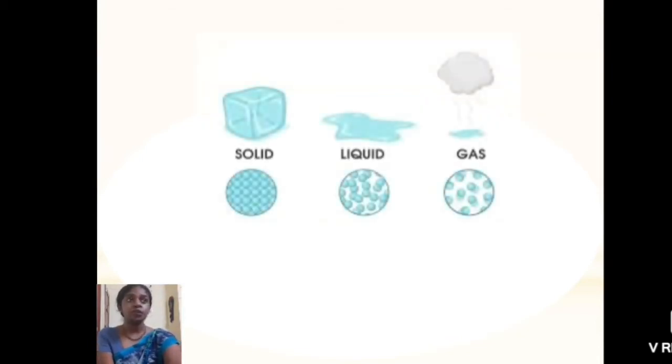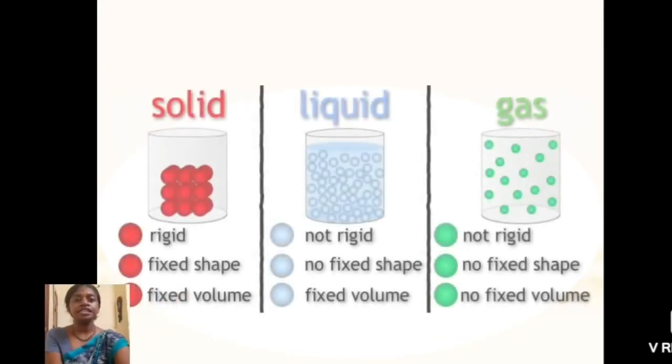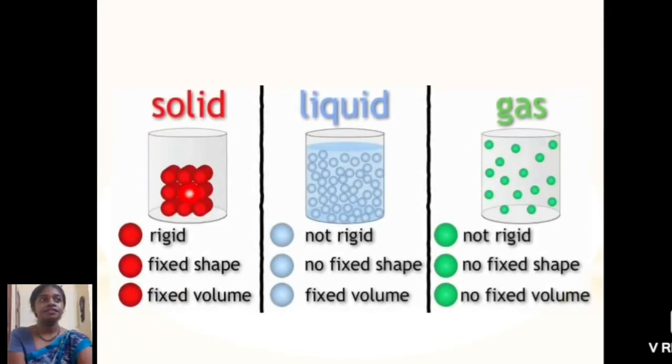So let's have a quick recap about the characteristics of solid, liquid and gas. The solid is rigid, whereas the liquid is not rigid and the gas is also not rigid. The solids have a fixed shape and fixed volume. And for liquid, the characteristic is it does not have a fixed shape but has a fixed volume. And for gas, it does not have a fixed shape and it does not have a fixed volume as well.